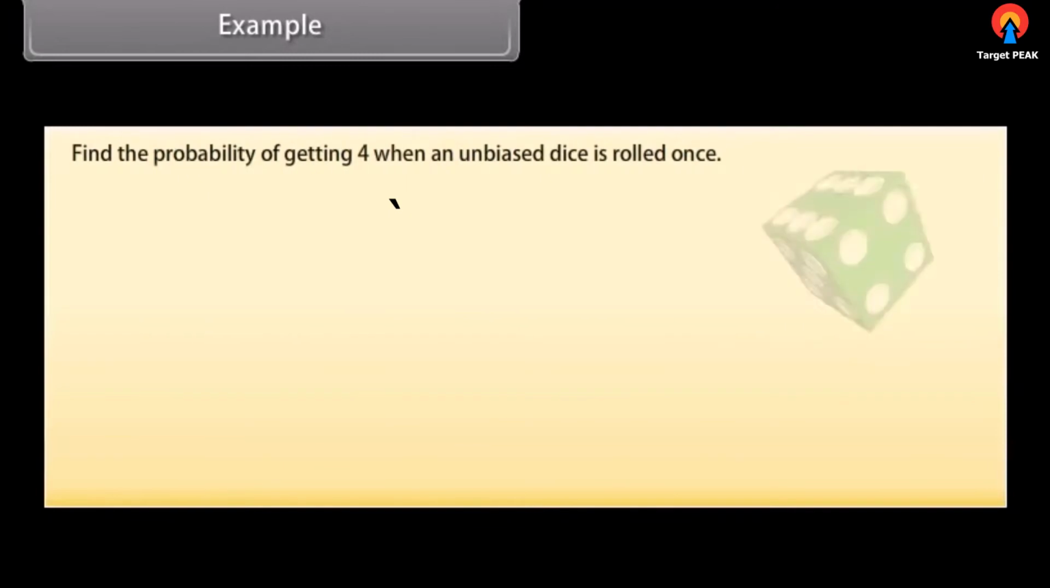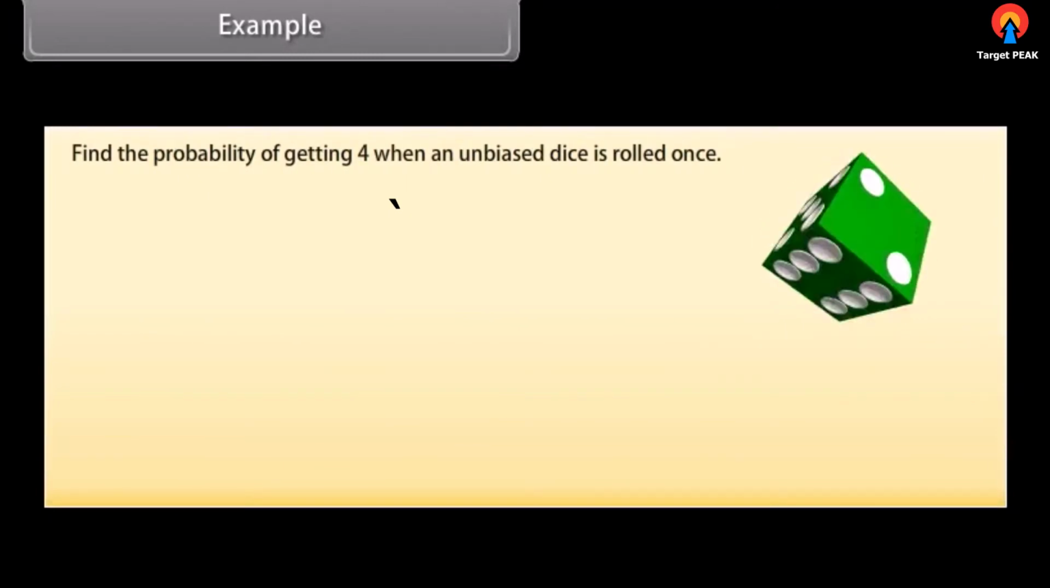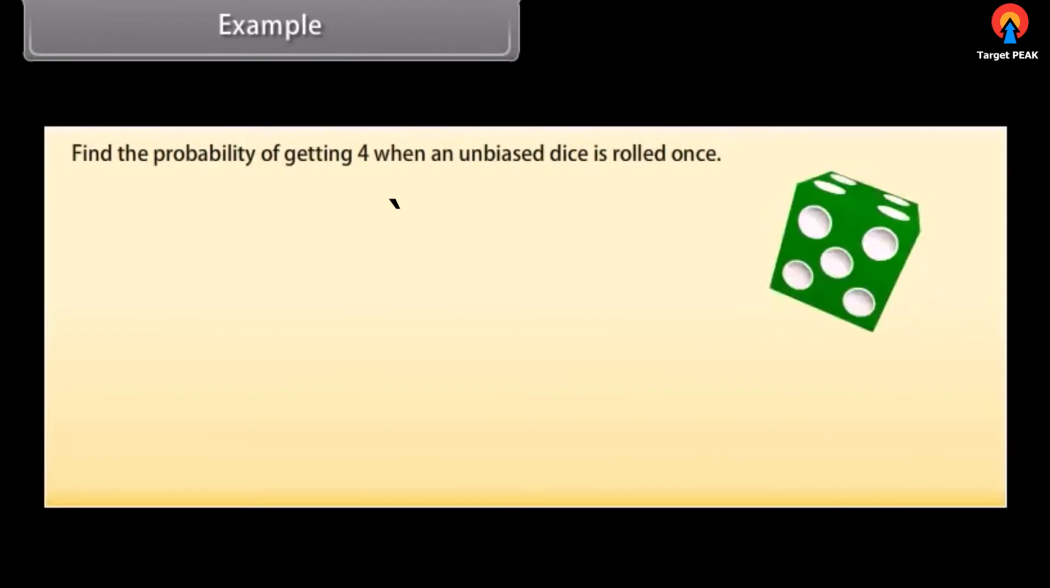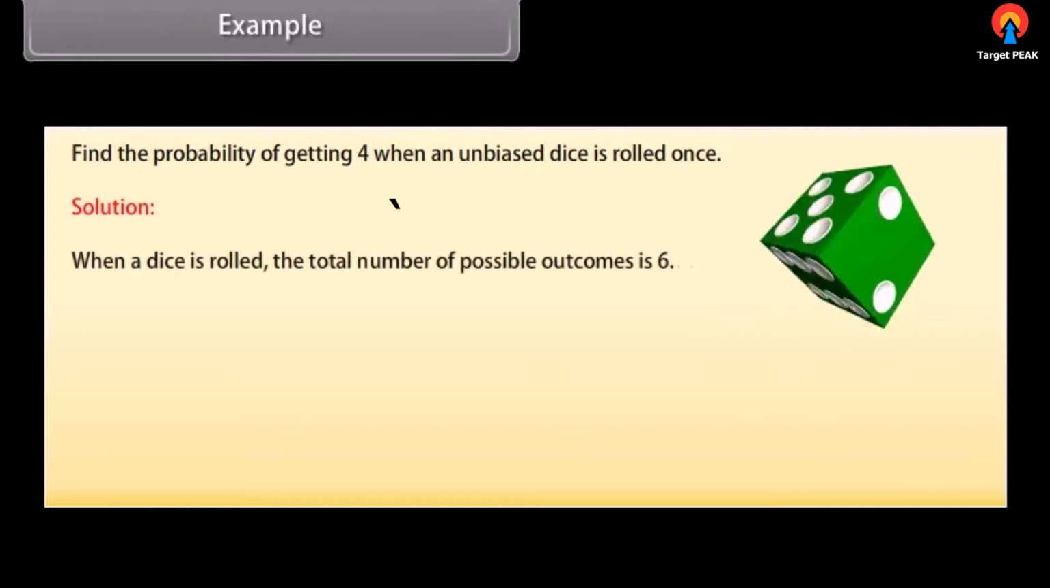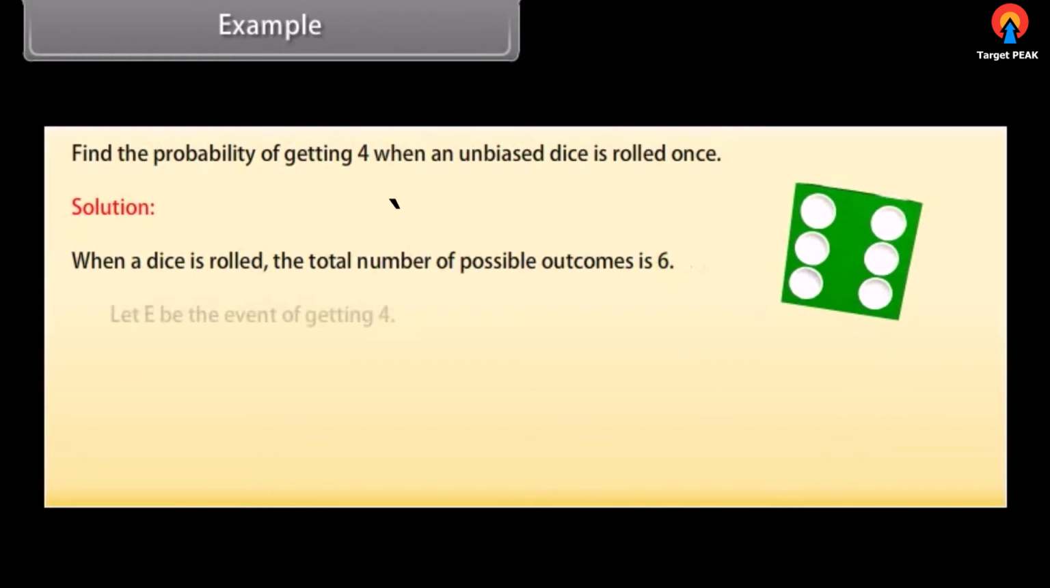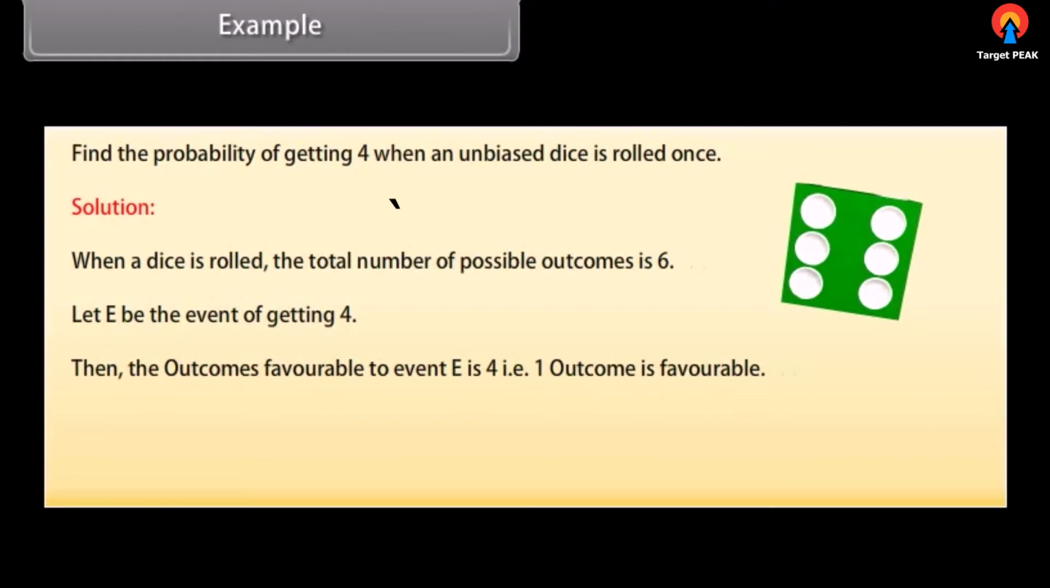Example. Find the probability of getting 4 when an unbiased dice is rolled once. Solution. When a dice is rolled, the total number of possible outcomes is 6. Let E be the event of getting 4. Then, the outcomes favorable to event E is 4, that is, one outcome is favorable. Hence, the probability of event E is equal to 1 upon 6.